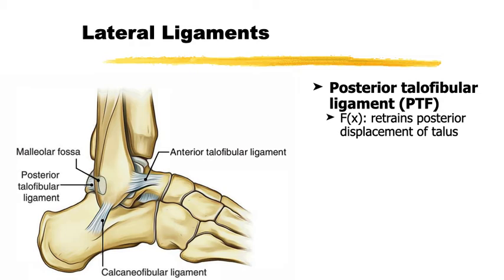Our next ligament is the posterior talofibular ligament, or the PTF. So that's on the posterior, or the back, of the lateral ankle. And again, it connects the talus to the fibula, and it restrains posterior displacement of the talus. So it keeps the talus from moving backwards, or posteriorly.